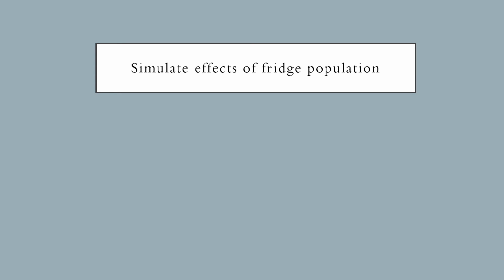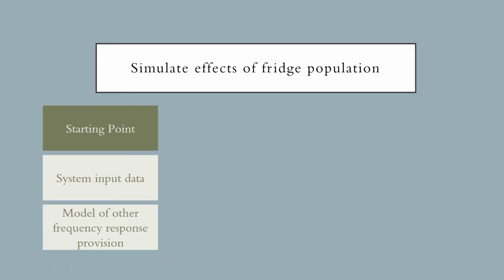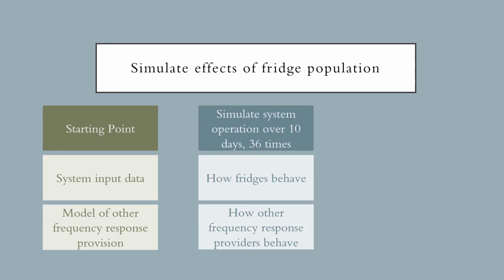Our simulations take system input data for Great Britain, such as demand and historic system frequency, and a model for how the original frequency response providers acted and would have acted if the fridges had been providing frequency control. We simulate the system every second for 10 days, 36 times over 1 year, to see how 1 million fridges would have behaved and how the other response providers would have acted.